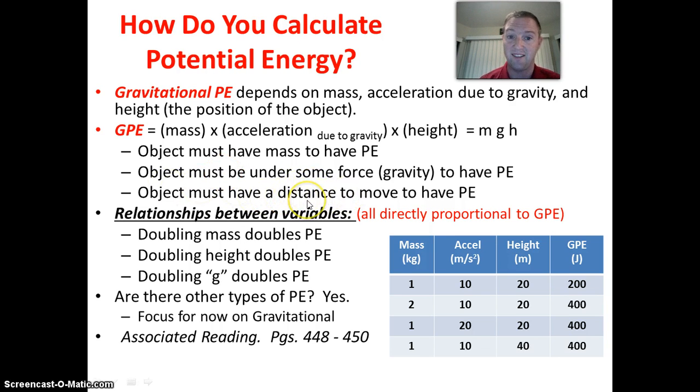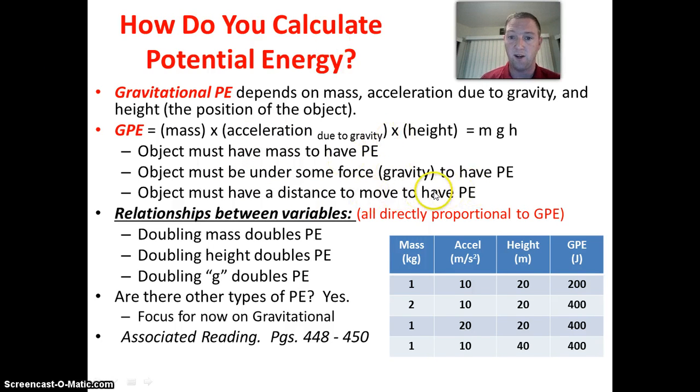An object also has to have distance. If I'm on the ground and I can't fall any further, well, I don't have any more potential to do work. My position does not give me any future possibility of doing work. Now, if I go to a higher position and I can fall again, now I have a distance to move.